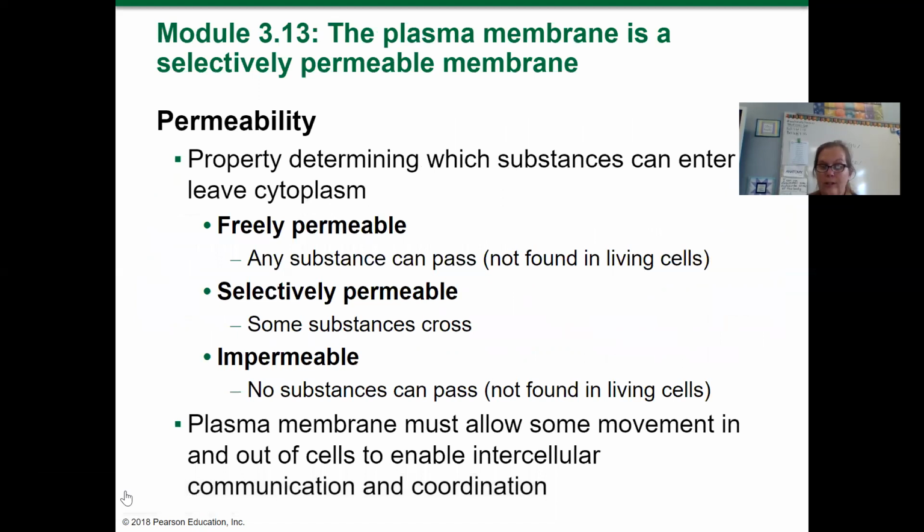Next, we're going to talk about transport in this section. They're kind of the 3 levels of permeability. If it's freely permeable, any substance can pass. If it's selectively permeable, only some substances can pass. And when it's impermeable, no substance can pass. So the plasma membrane cells of any living thing are selectively permeable.